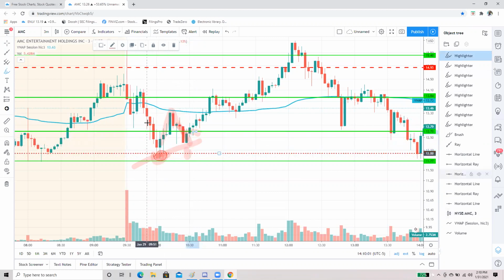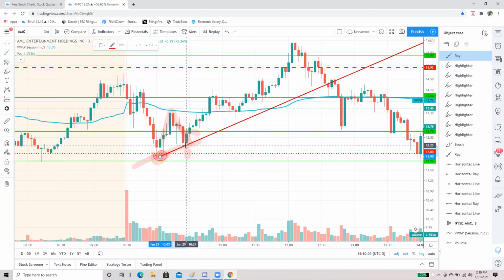So what does it do? Now, I like to trade with trends. I just automatically put a trend line. I automatically connect this low into this low. And I said, okay, what is it doing? So it comes back and I start seeing it.